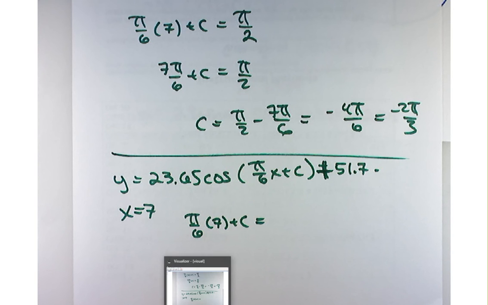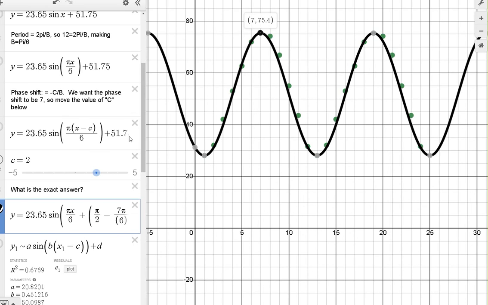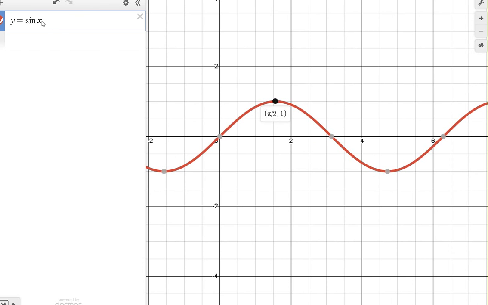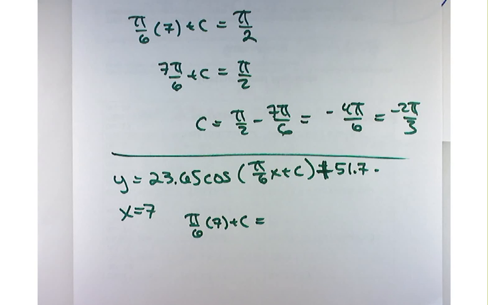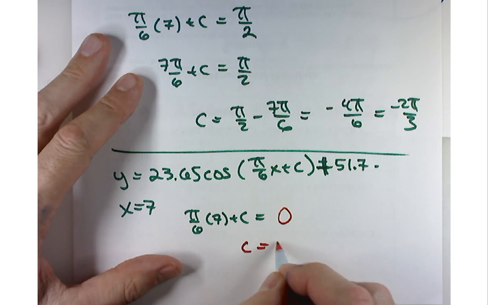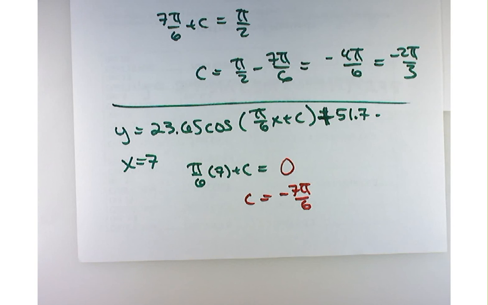Not pi. Oh, 2 pi. Yeah, 2 pi would work, but you don't have to go all the way out to 2 pi. How about 0? So what you would do there is set it equal to 0 and find that c equals negative 7 pi over 6, and that would be where you would get your maximum for a cosine function.